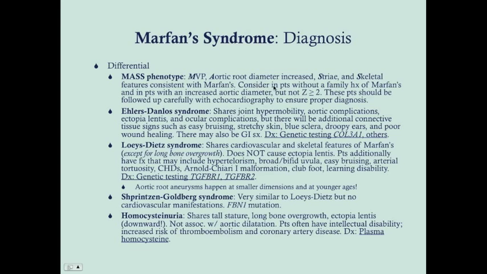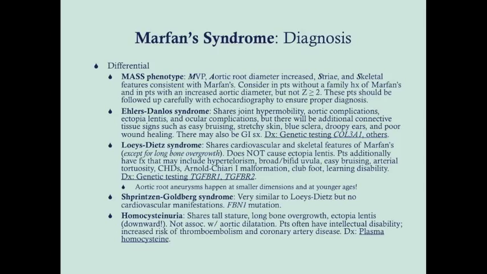So this is something you should consider in patients without a family history of Marfan syndrome, as well as in patients with an increased aortic diameter, but not a Z-score of more than 2. And these patients should be followed up carefully with echocardiogram to ensure proper diagnosis. So determining the difference between Marfan syndrome and MASS phenotype can be very difficult, and so for that reason, we follow these patients up carefully.